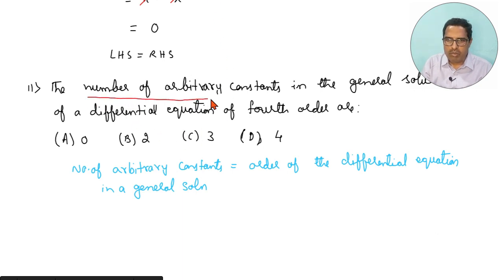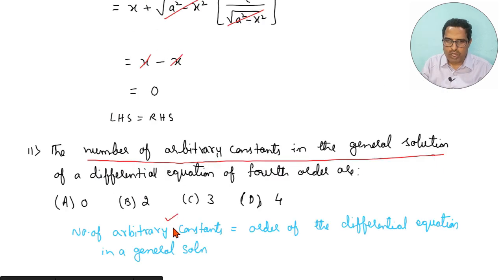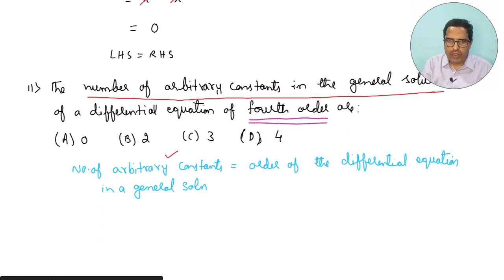If you try to observe over here, the number of arbitrary constants in a general solution is equals to what? Is equals to the order of the differential equation. Here we have the fourth order differential equation. Therefore the order of the given differential equation is 4. Then we can conclude that the number of arbitrary constants in a general solution is equals to 4. Therefore option number D is the right option.